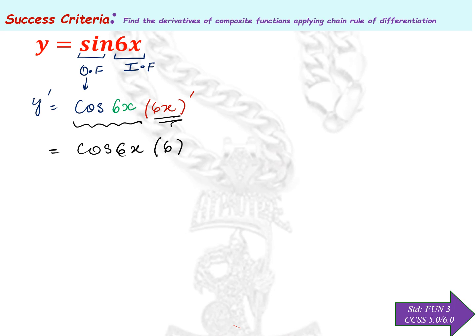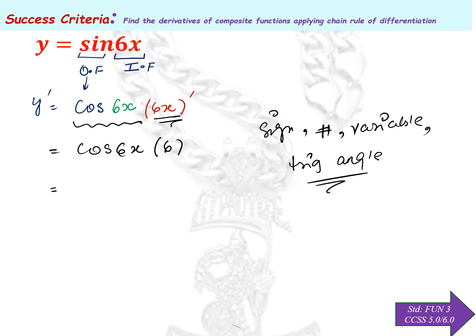Now you can leave the answer over here, but it is suggested to write it in a proper way, which I explained in the previous video: first write the sign, then the number, then the variable if there is any, then the sine or cosine, meaning the trigonometric value, and in the end the angle. So this is the way to express our sine and cosine functions. Here it is a number, so of course the number should be written at the start. So it gives you 6 cosine 6x.